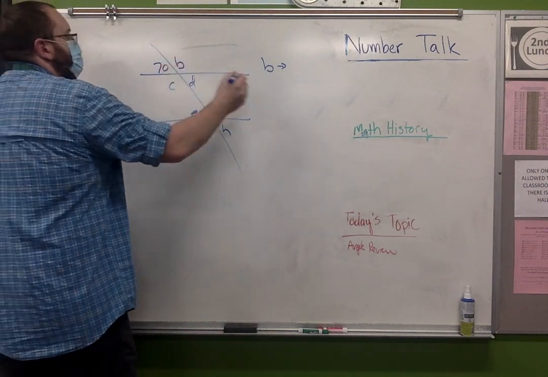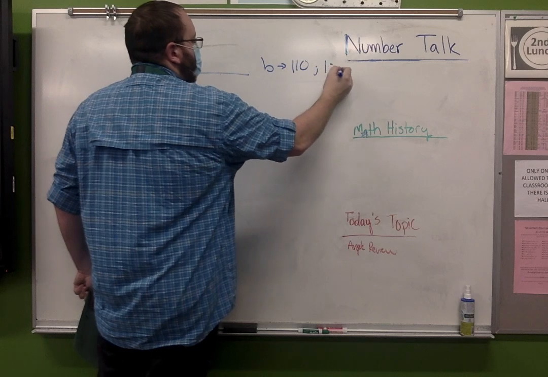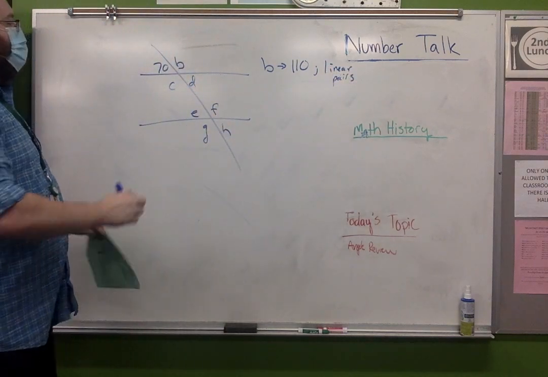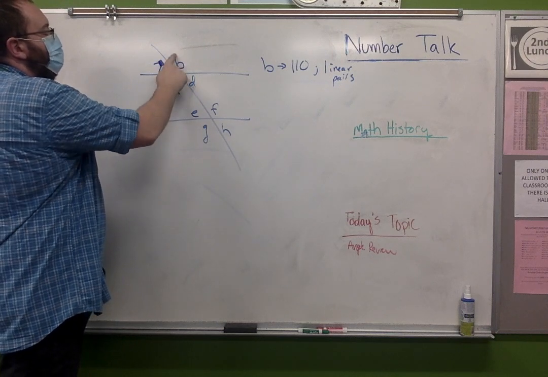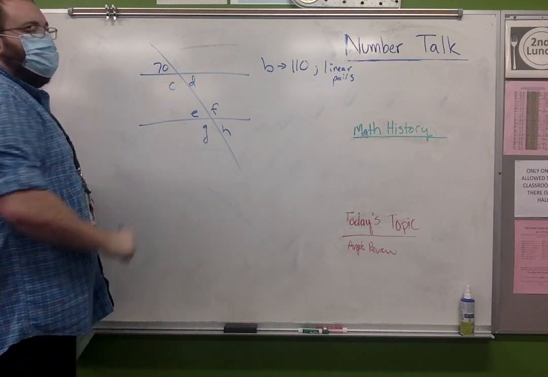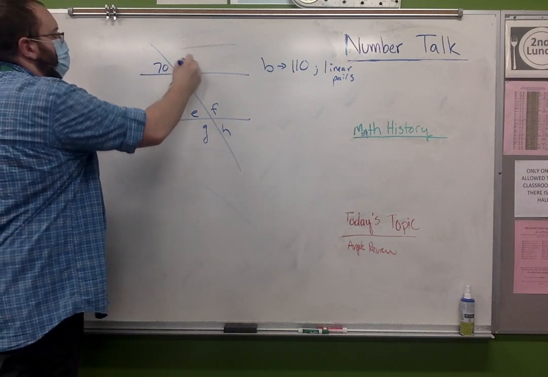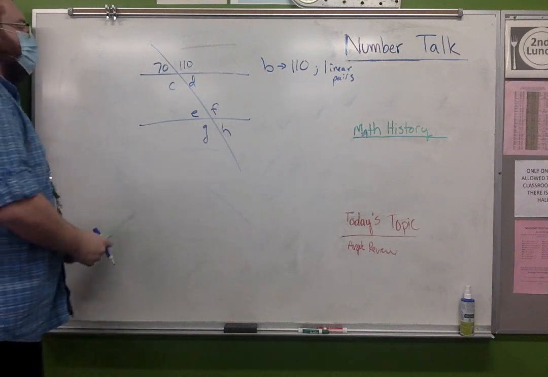So B is 110 degrees because of linear pairs. Right, look, B is right here next to 70. It's on the same line. It's a pair of angles. They have to add to 180. Well, 70 plus 110 is 180.